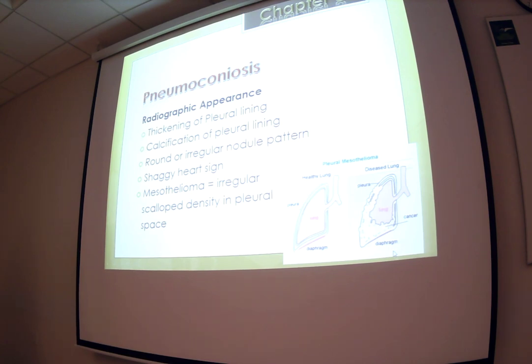Mesothelioma is irregular skeletal density in the pleural spaces. So you can see in this picture, we have the pleural space here. All that irregular density is then considered mesothelioma when it gets out there. It can also lead to pleural effusion. It is extremely highly malignant. It can also lead to bronchiogenic carcinoma. That risk increases with smoking.